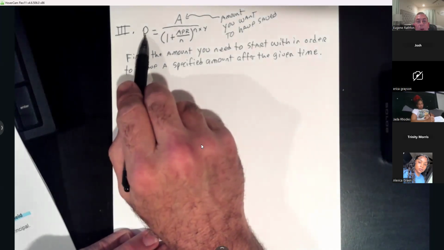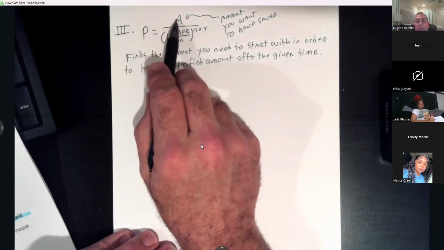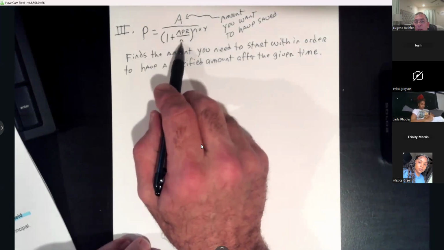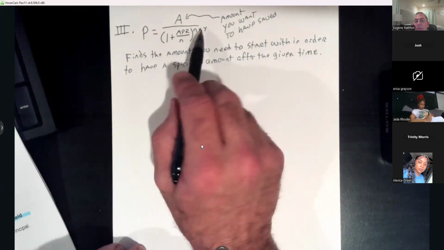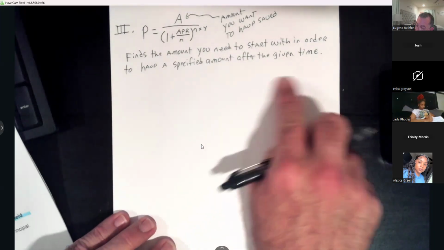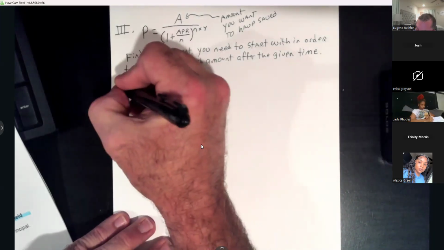Okay, so P is still the starting amount you're going to need. A is the amount you want. APR is still our annual percentage rate. N is still the number of compounds. And Y is the number of years. All right, so let me show you an example of this formula.